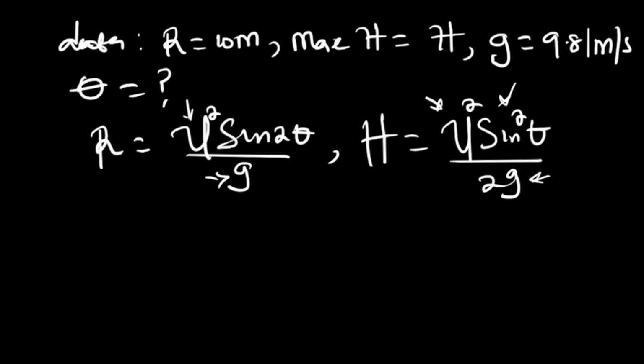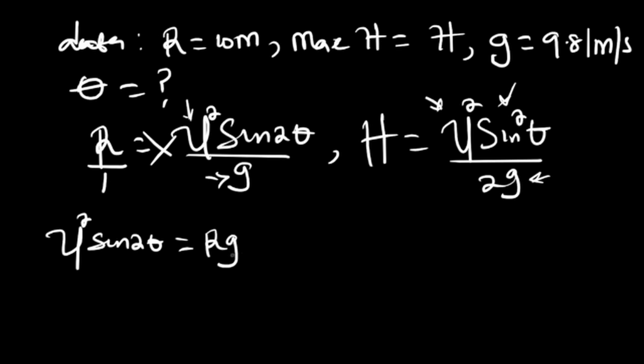Now, I'm going to solve it this way. We are going to make u squared the subject of the formula in both cases, and then equate them together. Let me show you what I mean. If you cross multiply right here, this is going to be r over 1, right? Because any number divided by 1 is still the same number. So if you divide r by 1, it's still r. Nothing has changed. Now, u squared sine 2 theta multiplied by 1 would give us u squared sine 2 theta is equal to r times g, which gives you rg.